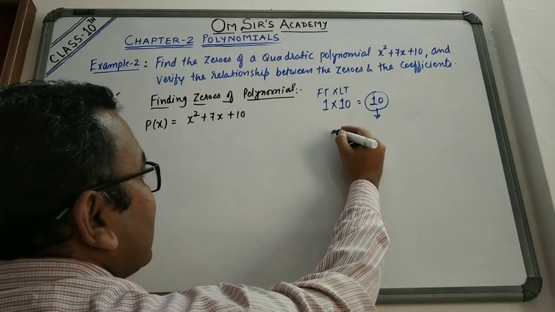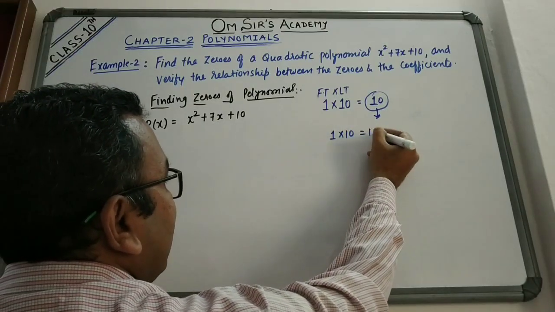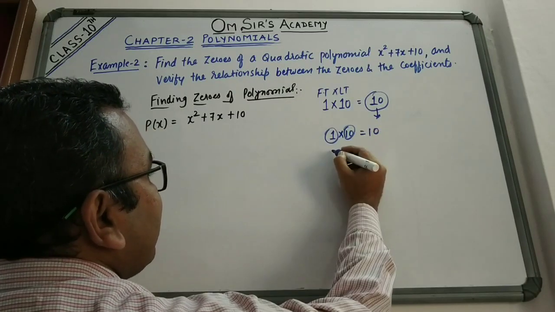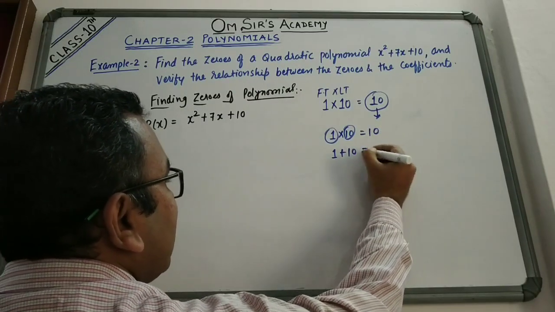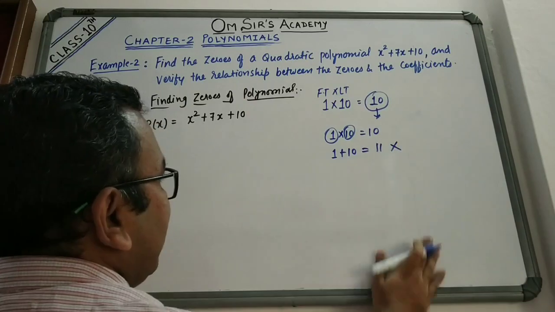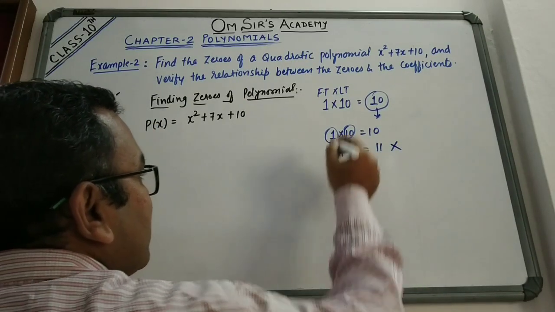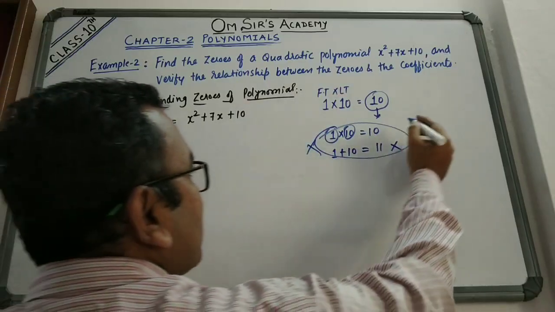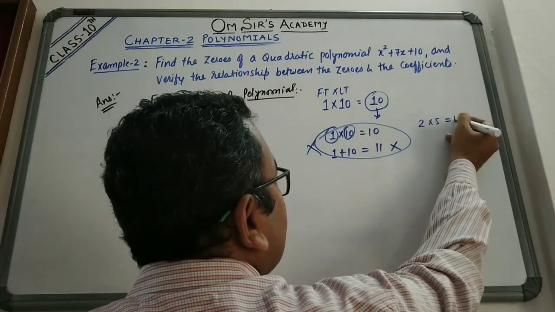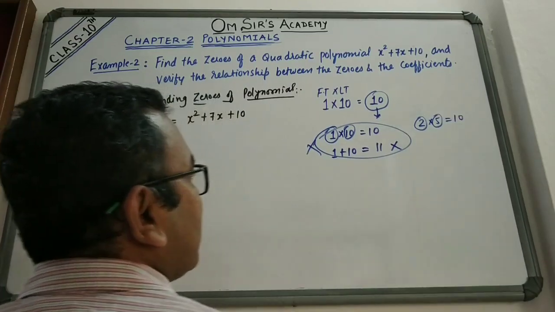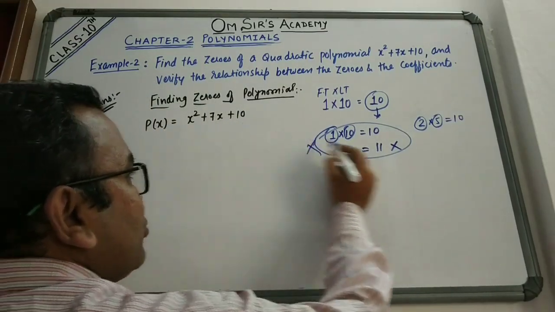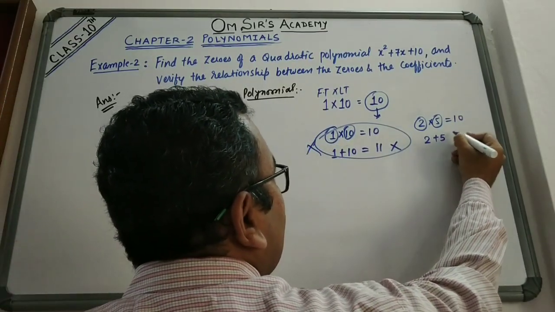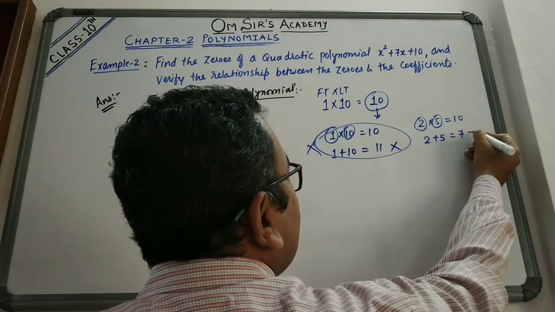So we can say that 1 into 10 is also 10. So these are two factors. But if I add these two factors, 1 plus 10, I get 11, which is not my middle term. Is it clear? So this is not possible. So find any other two factors. Say 2 into 5 is also 10. So these are the other two factors, and if I add these two factors, that is 2 plus 5, I get 7, that is my middle term.